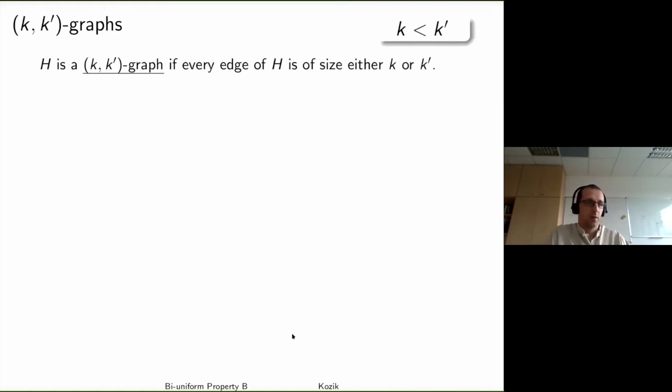What we learned from this consideration is, first, that it is worth focusing on hypergraphs with just 2 sizes of edges. We have a strong feeling that if you can prove something for such hypergraphs, you can lift it up to the general case of unconstrained sizes of edges. So a (k, k') graph is a hypergraph in which every edge has size either k or k'. I assume that k is smaller than k', and edges of size k will be called short edges. Edges of size k' will be called long edges.